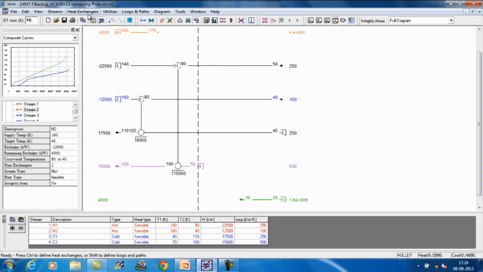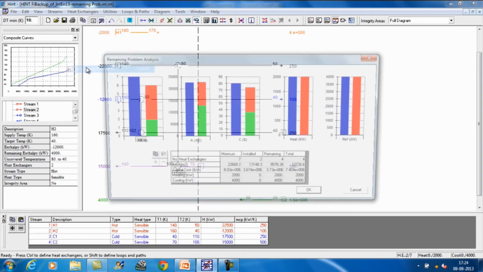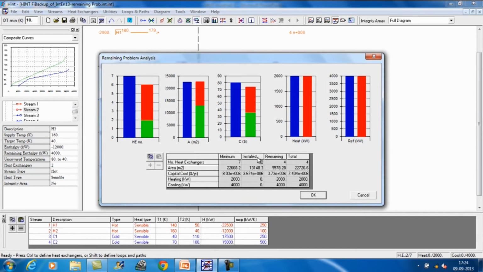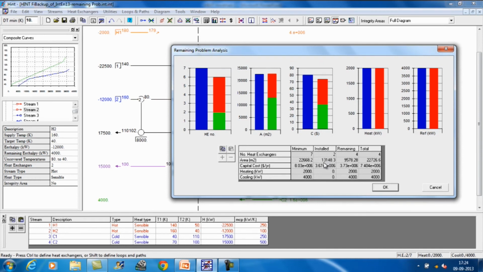Now, after putting the second match, we can go again to the remaining problem analysis. We found that we have already installed 2 heat exchangers. Their combined area is 13,148.3. From area target I get 22,668.2, and the remaining 4 heat exchangers it is 9,578.28. Now, the total area is 22,726.6.